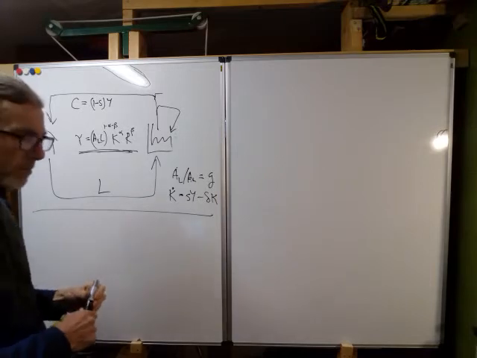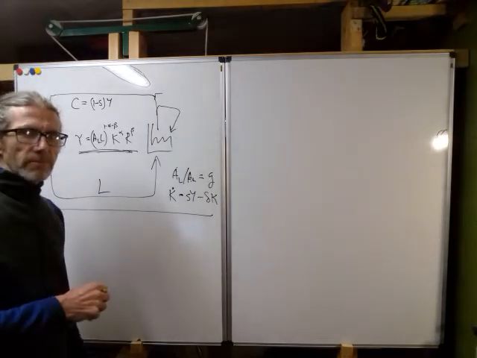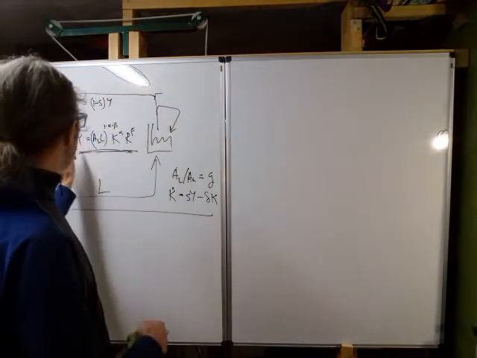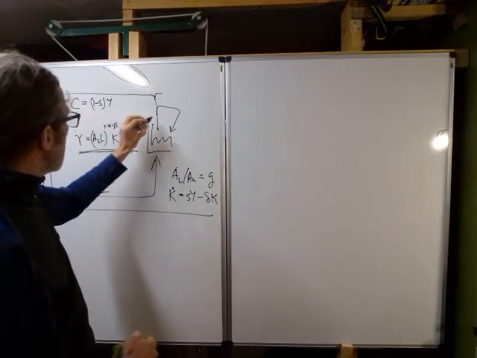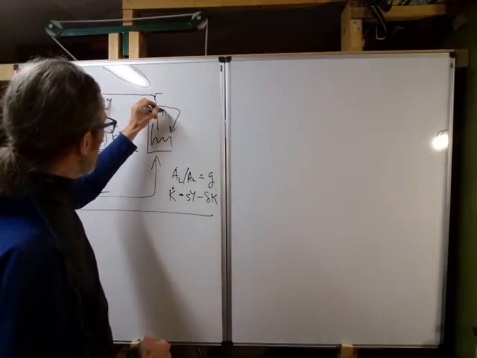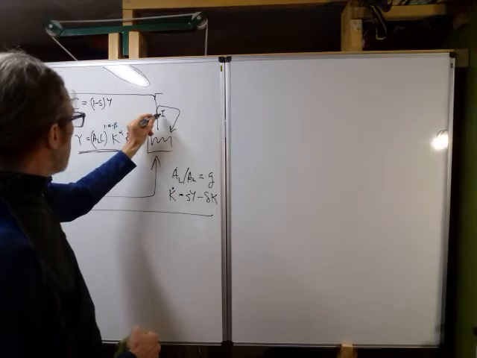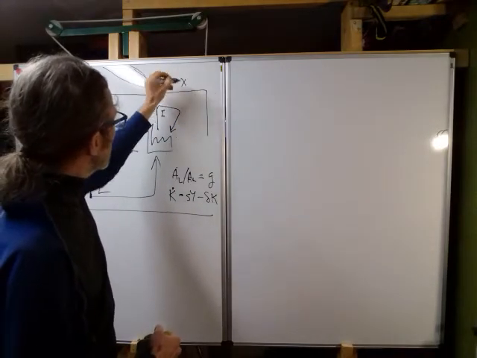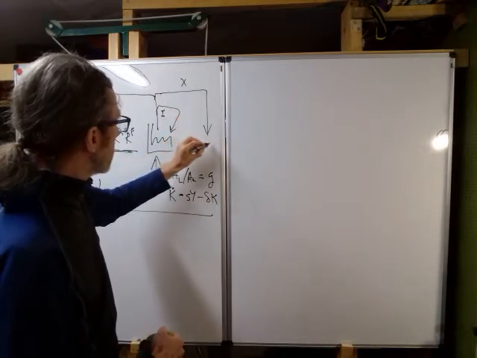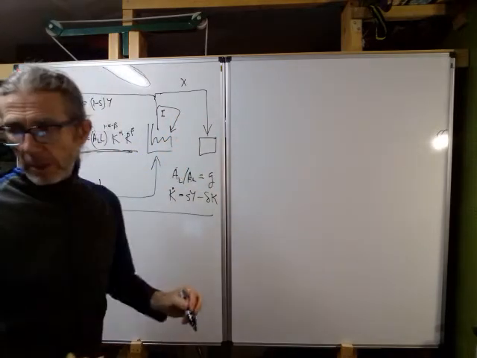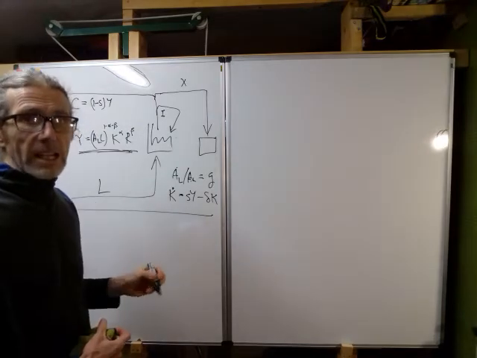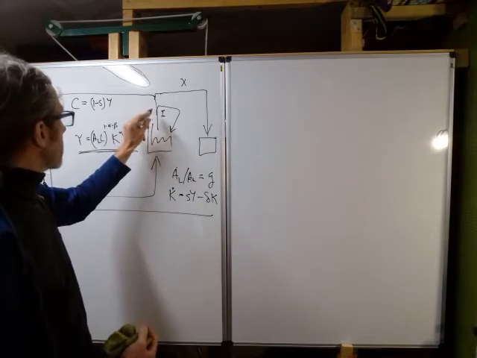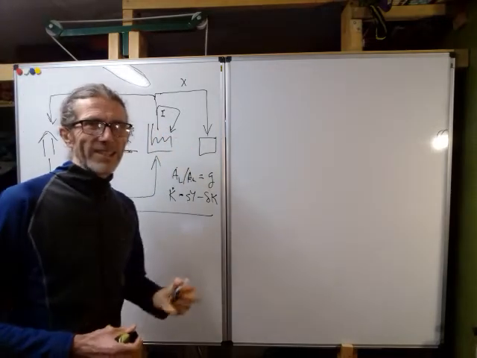But we also send some of our product, y, so this is I, we send some of it to I, some of it to C, but some of it to X. And X is extraction. I'm not going to try and draw a coal truck here. X is extraction effort.